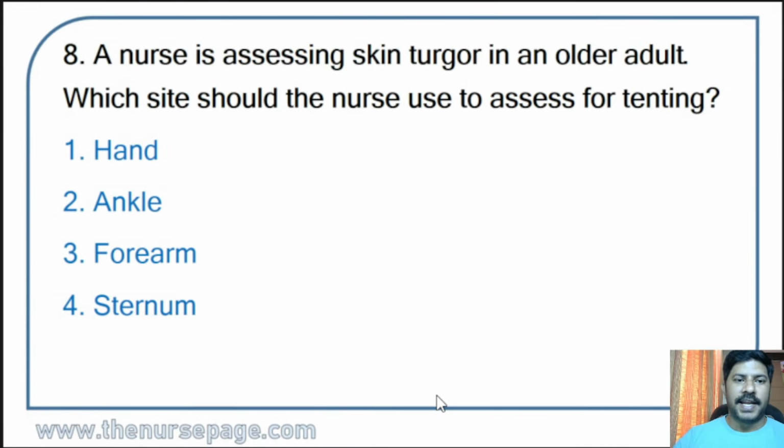Eighth question: a nurse is assessing skin turgor in an older adult. Which site should the nurse use to assess for tenting? Tenting means that when we check skin turgor, the skin goes back to its normal state. That is known as tenting. Here it is asked particularly for older adult or geriatric patients. The options are hand, ankle, forearm, sternum.